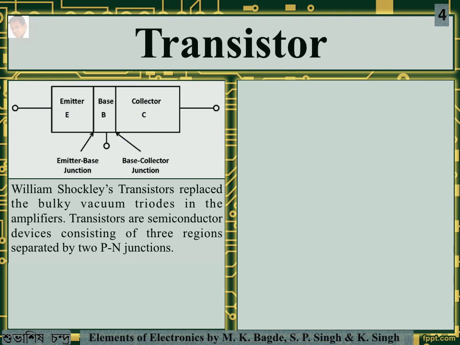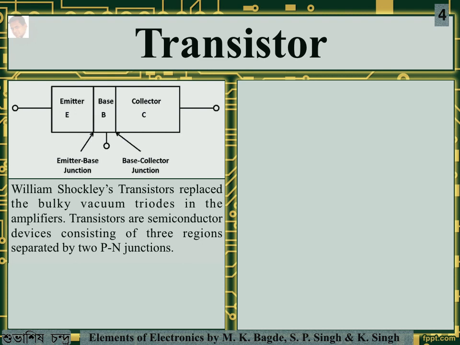Now, for normal working of a transistor, the emitter base junction should be forward biased so that the charge carriers can be injected into the base, and the base collector junction has to be reverse biased to accept the charge carriers in the collector region. Forward bias of the emitter base junction creates a low resistance in the emitter circuit, while the reverse bias of the collector junction creates a high resistance in the collector circuit.